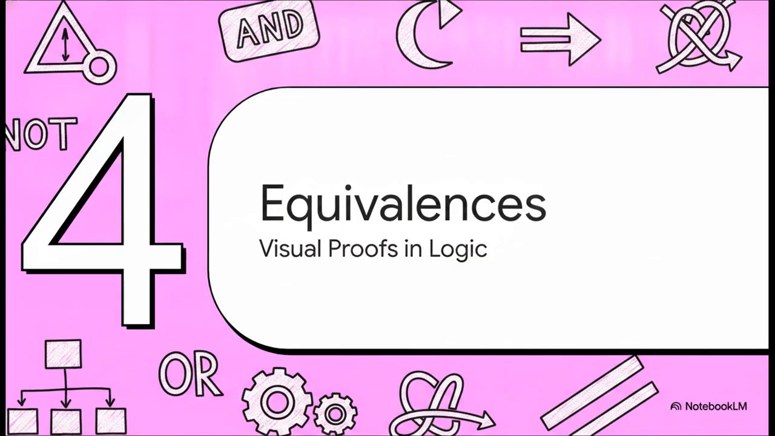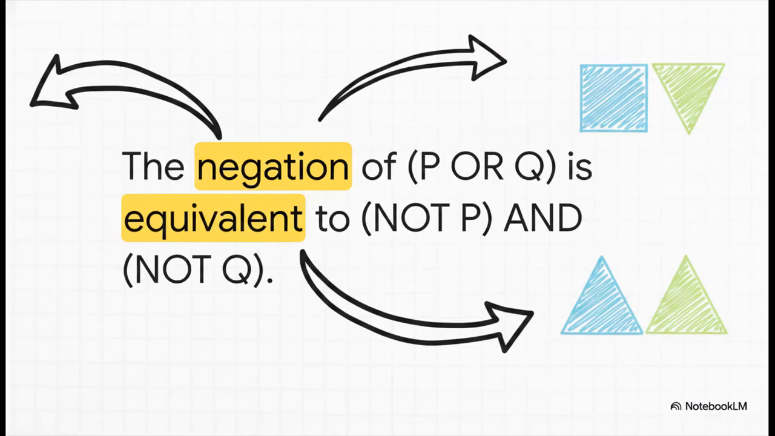All right, Section 4. Equivalences, visual proofs in logic. De Morgan's laws are a perfect example of logical equivalence. They show us how to properly distribute a not across an OR statement. It's a bit like distributing a negative sign in algebra. If you want to say the exact opposite of P or Q, you don't just lazily slap a not in front. You have to negate both P and Q, and crucially, this is the trick, you flip that OR into an AND.